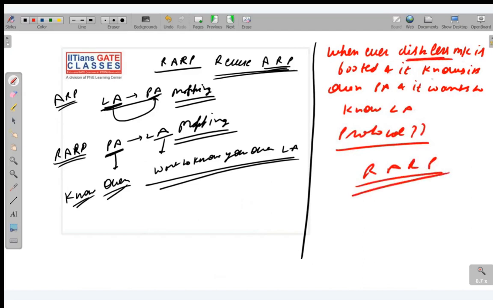So whenever a diskless machine is booted and it knows its own physical address and it wants to know its logical address, which protocol will be used? RARP will be used. Diskless means the hard disk is not there. It has been booted from the server. You have seen this in many colleges, in computer labs, where the hard disk is not there in the CPUs.